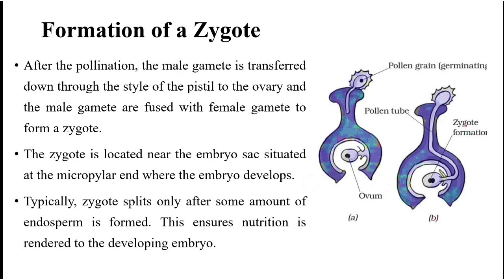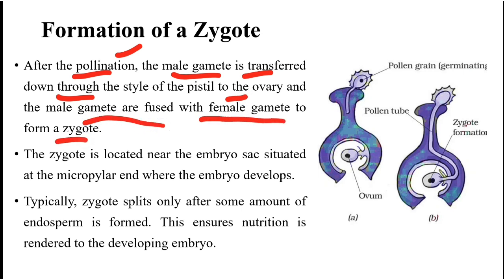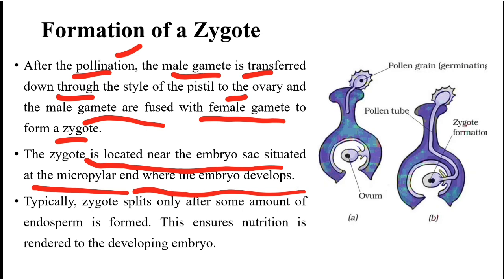Okay, then formation of zygote. After pollination, the male gamete is transferred down through the style of the pistil to the ovary, and the male gamete fuses with the female gamete to form the zygote. The zygote is located near the embryo sac, situated at the micropylar end, where the embryo develops. Then typically the zygote divides after some amount of endosperm is formed. This ensures nutrition is rendered to the developing embryo.